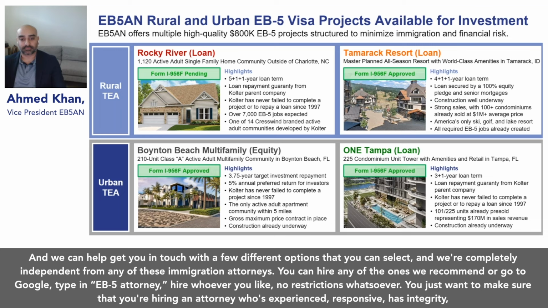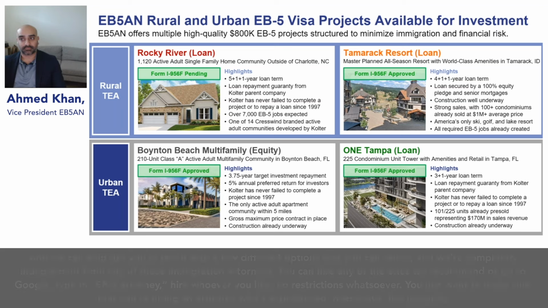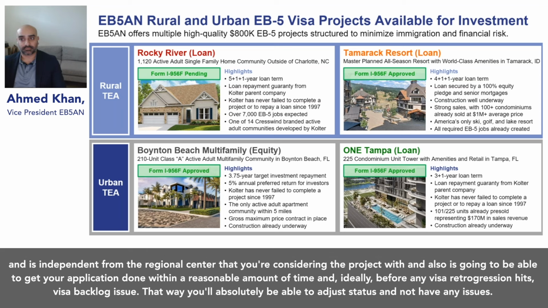And we're completely independent from any of these immigration attorneys. You can hire any of the ones we recommend, or go to Google, type in EB-5 attorney, hire whoever you like, no restrictions whatsoever. You just want to make sure that you're hiring an attorney who's experienced, responsive, has integrity, and is independent from the regional center that you're considering the project with, and also is going to be able to get your application done within a reasonable amount of time, and ideally before any visa retrogression hits, visa backlog issue. That way, you'll absolutely be able to adjust status and not have any issues.